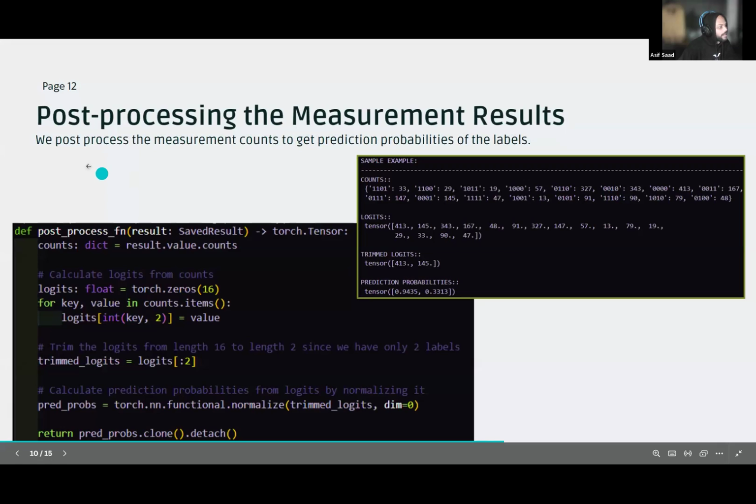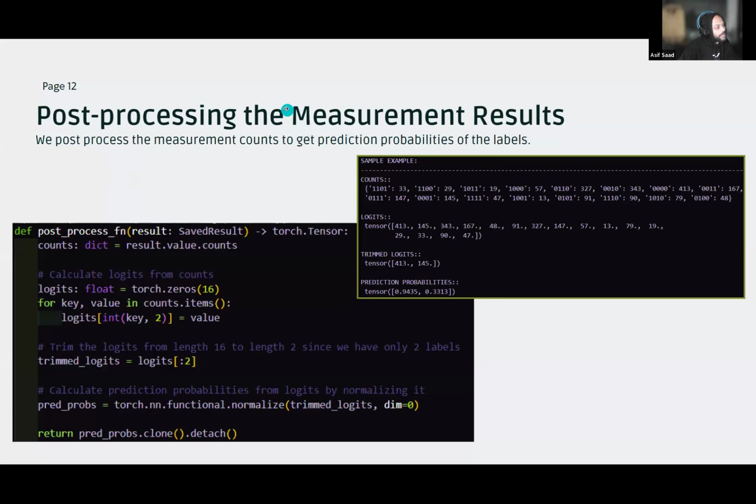The next thing that comes is the post-processing, and I will ask Ashmi to take over the session.